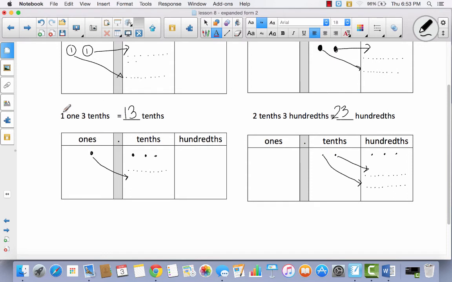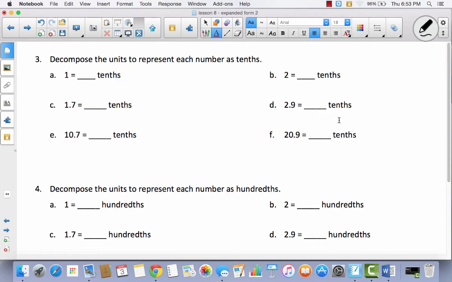When we put the 1 with the tenths, this is equal to 10 tenths, and 10 and 3 make 13. 2 tenths is equal to 20 hundredths, so 23 hundredths. All right, let's see if we can do this without the model. So 1 is equal to how many tenths? 1 whole is equal to 10 tenths.